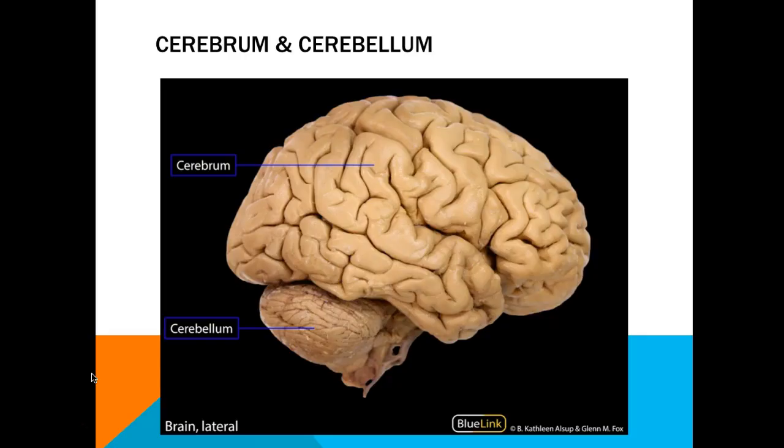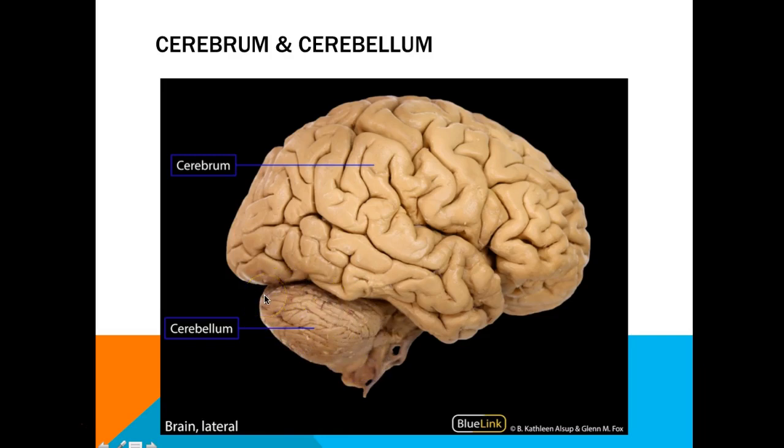Before we start discussing the structures in your lab manual, I wanted to bring your attention to what the difference is between the cerebrum and the cerebellum. The cerebrum is the main mass of the brain that you typically think of when you think of the brain, but we also have this smaller little brain back here, which is called the cerebellum. That term literally means little brain.